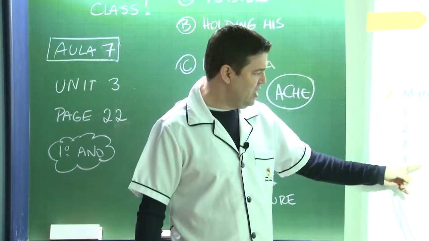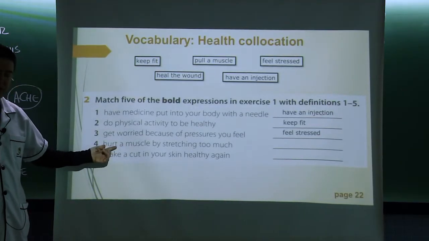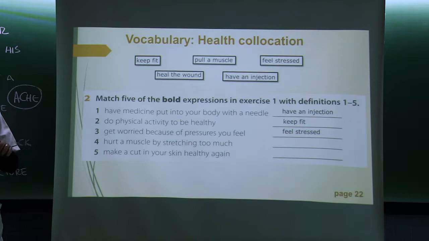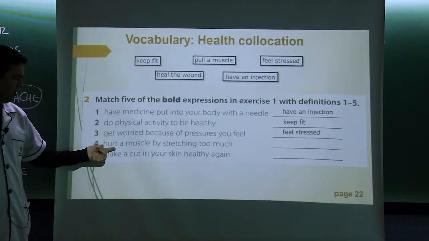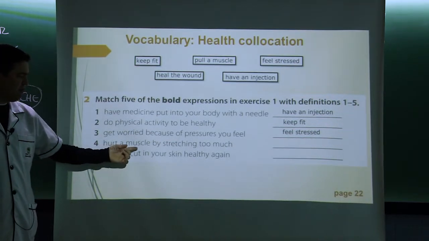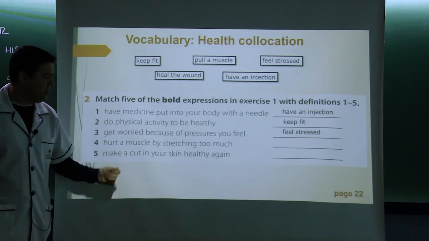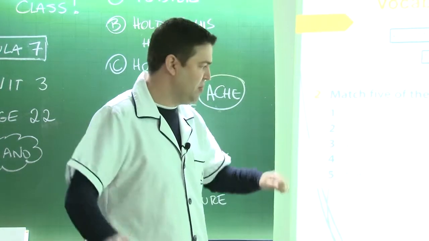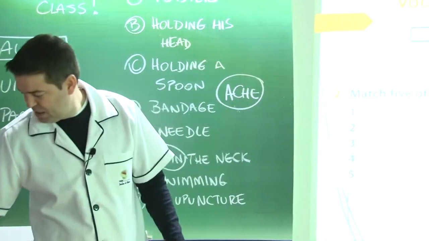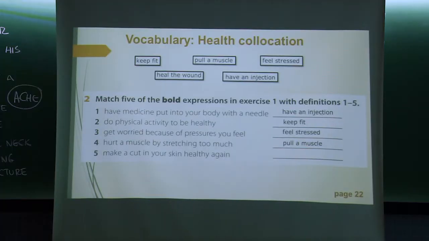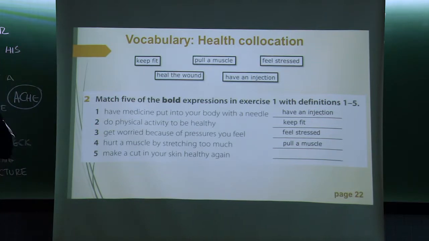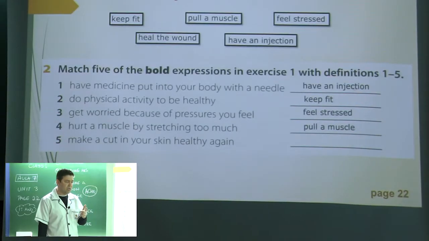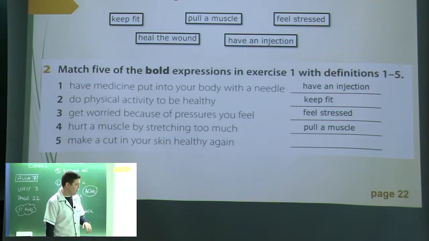Number 4, hurt a muscle. Remember the word hurt? When you cut or you strain or you break something, you hurt something. In this case, you hurt a muscle by straining too much, right? So what is happening there? And of course, that is pull a muscle. Maybe this one is a bit more difficult to memorize, so you have to work on that when you have a problem of muscle, right?